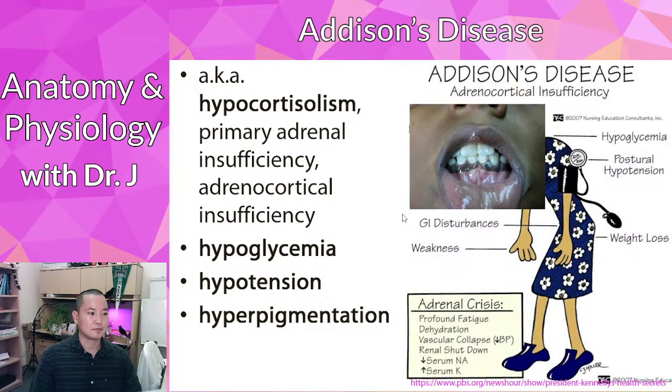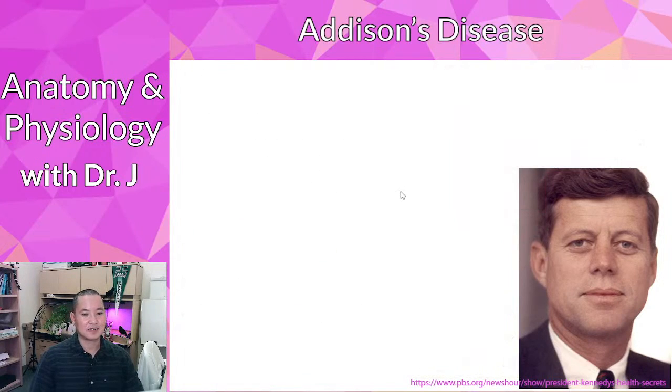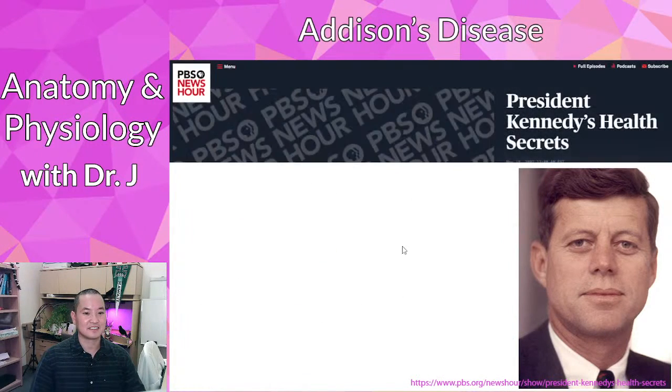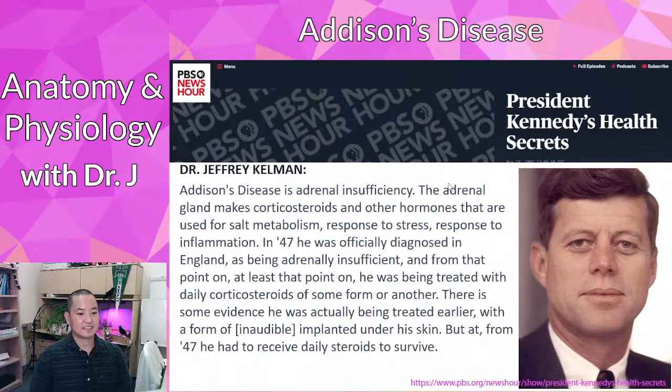Addison's disease and hypocortisolism. And back to U.S. history, this is John F. Kennedy, and he actually had Addison's disease. And so what happened is that he had a medical team that made sure that he had enough cortisol in his body so that he wouldn't be suffering from hypoglycemia and hypotension and all the weakness that occurs with that. So he needed daily steroids to survive.